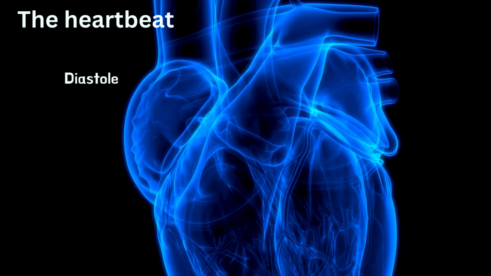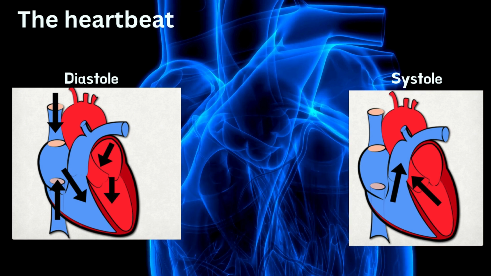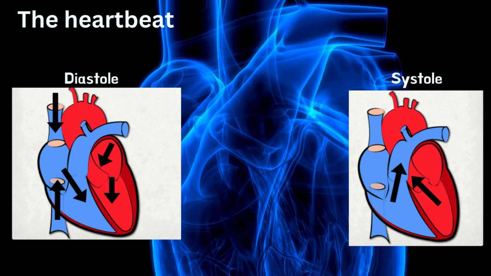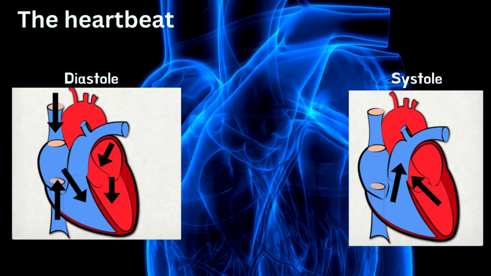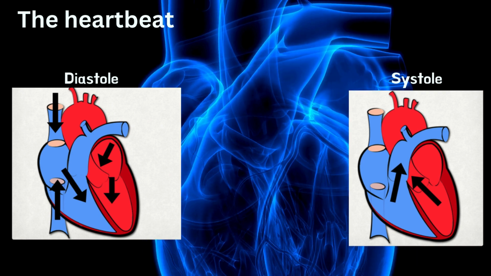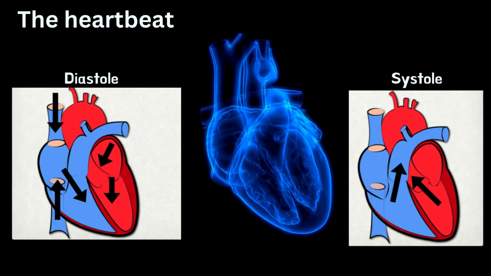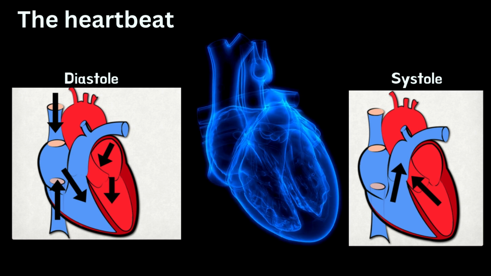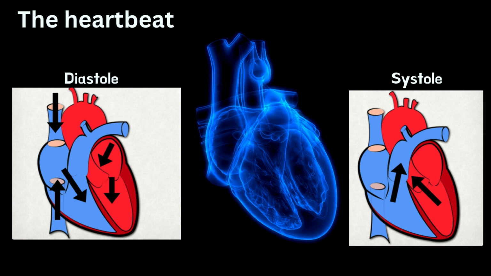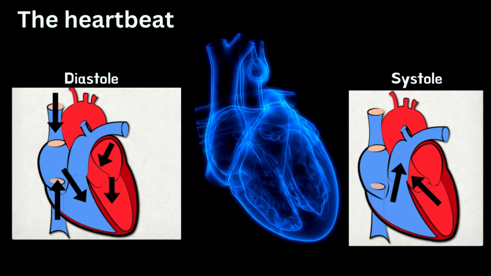Each heartbeat has two main parts: the contraction, called systole. In this process, the heart squeezes to pump or push blood out to the rest of the body. The second stage is called the relaxation or diastole. In this stage, the heart relaxes, allowing it to be filled with blood again. So the heartbeat is divided into two processes: the systole and the diastole.